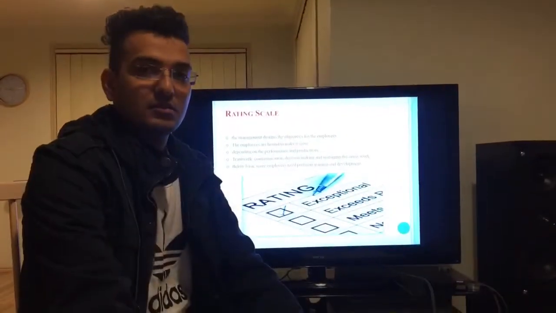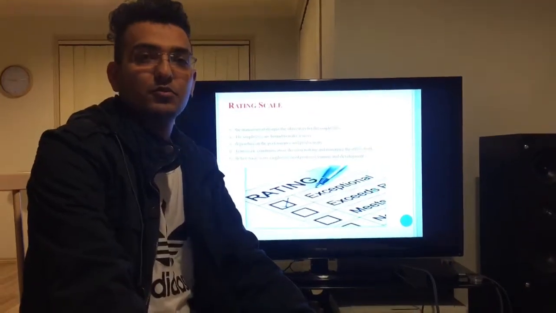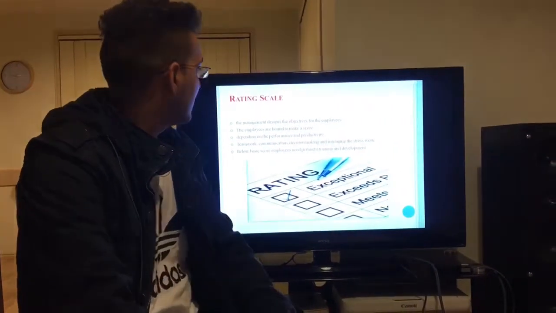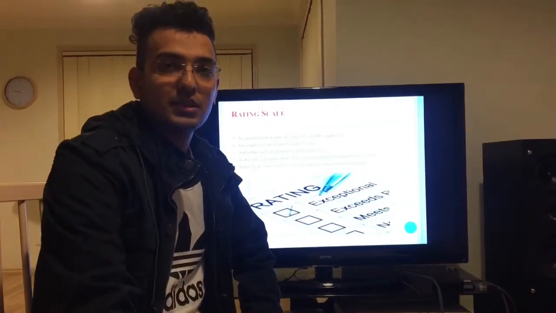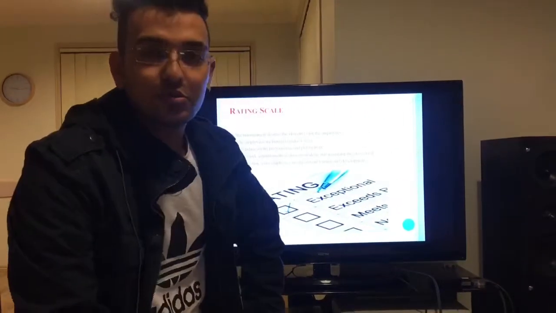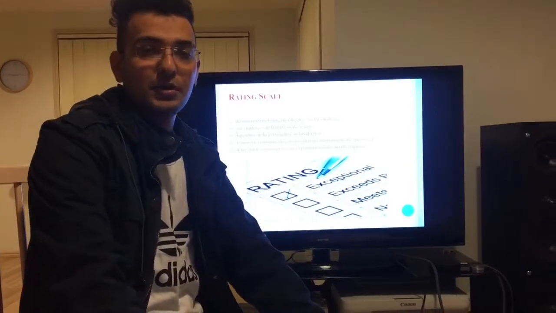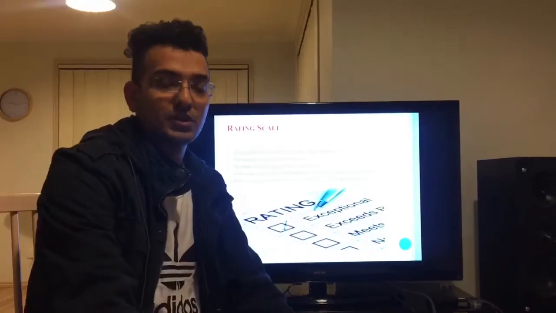The next slide is rating scale. The management designs the objective for the employee. The employees are bound to make a score. The score depends on performance, productivity, teamwork, communication, decision making, and how they can take stress in complex decisions. Employees below this level need proper training and development. After that they can improve their performance and work towards the goal.